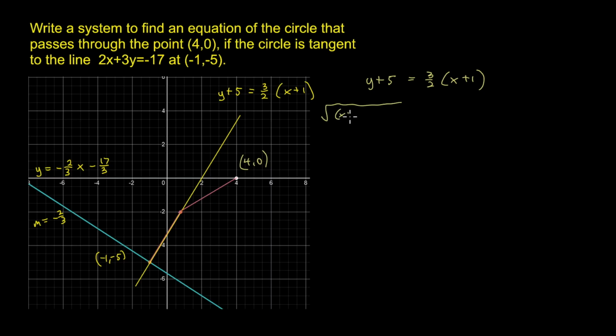So (x + 1)² + (y + 5)² = (x - 4)² + (y - 0)². I didn't actually need to say y minus 0, but it makes the point. Now we have two equations and two unknowns. In the original problem, it said don't solve them, but we're going to solve them on our calculator.